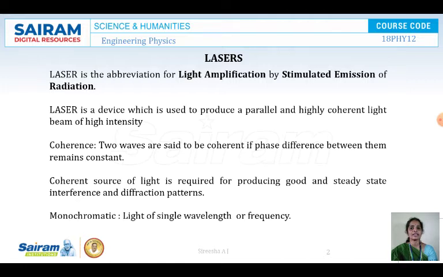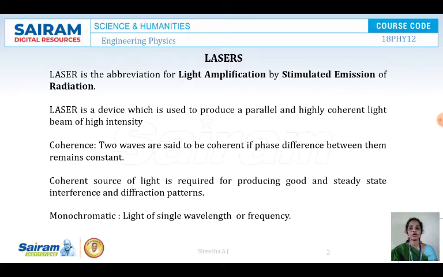So laser light is highly coherent. Coherent means the phase difference between the two waves is either zero or constant. Two waves are said to be coherent when the phase difference between them is either zero or constant. So laser light is highly coherent, highly monochromatic, of high intensity, and it travels in a parallel beam of light and will not diverge.